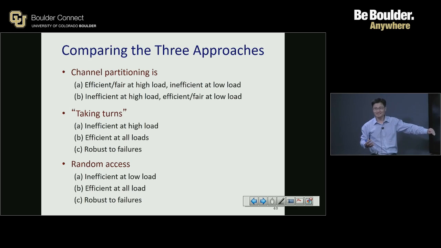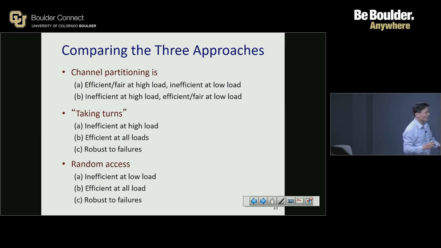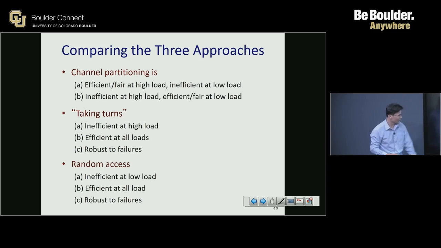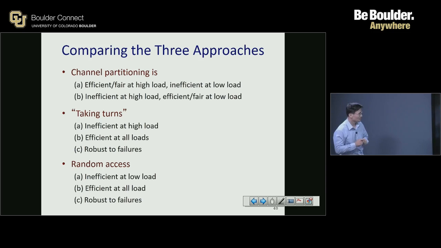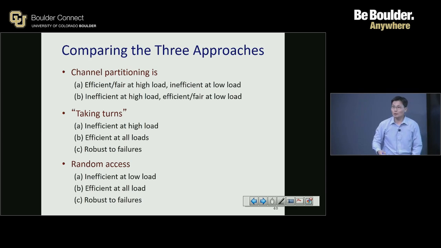B. You're correct. Efficient, because there's no other access, right? So efficient at all loads, but it's slow. Okay. Random access. Which one? C. That's correct. Because it's efficient at low load, right? Because whenever you want to send, you send. But it's not efficient at high load, where there are many users. It's not efficient. So it's a C.